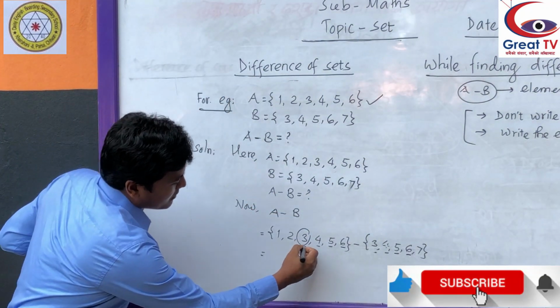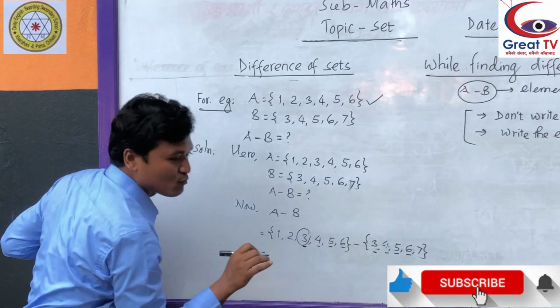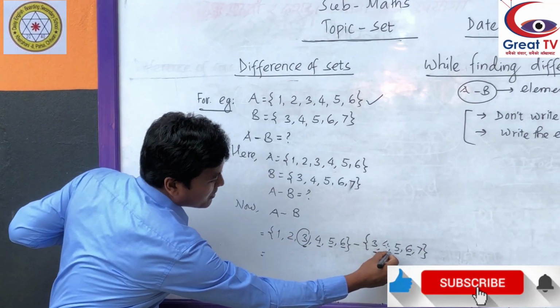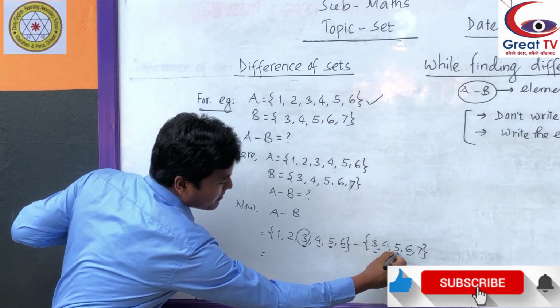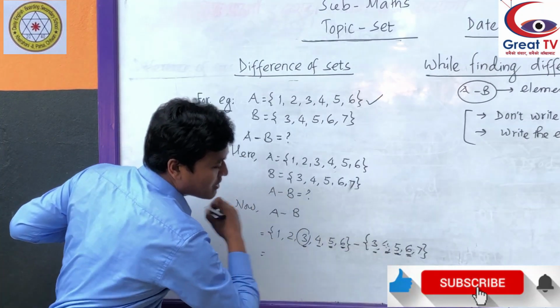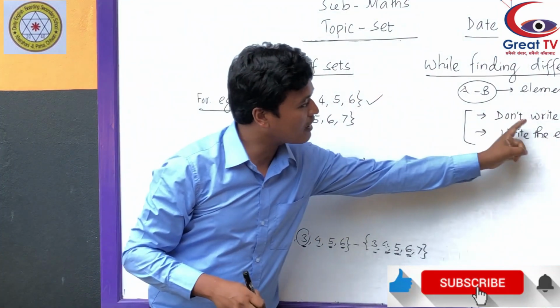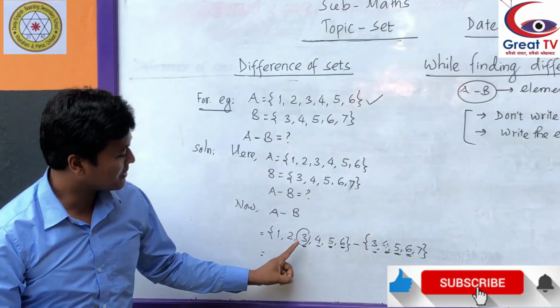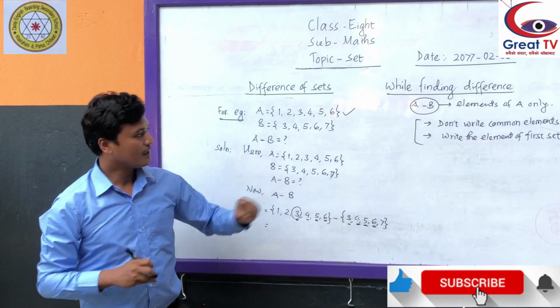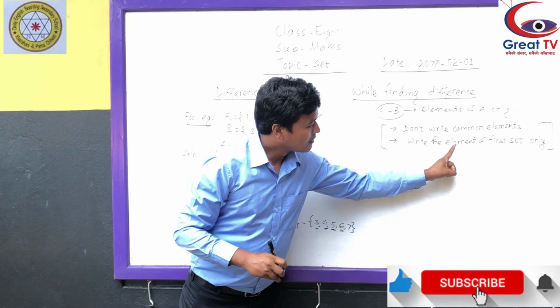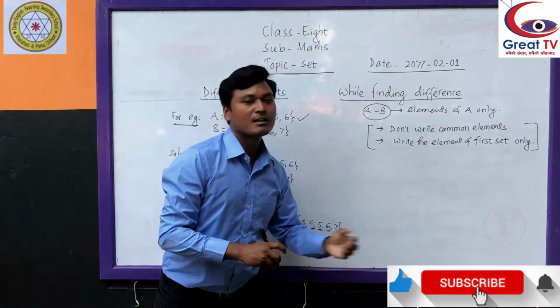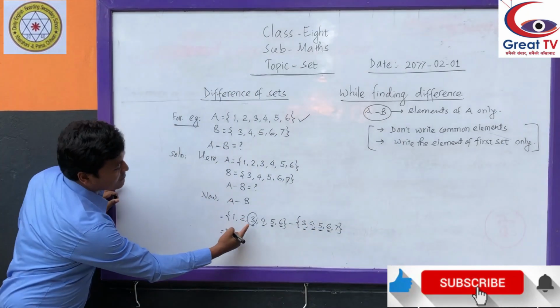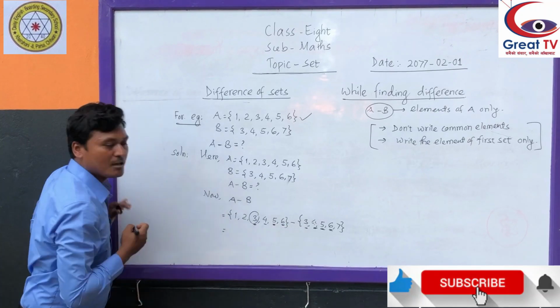So 3 common element we can't write, 4 common element we can't write, 5 common element we can't write, 6 common element we can't write. So don't write common elements. It means don't write 3, 4, 5, 6. And next, write the elements of first set only. I mean the remaining elements of first set only. It is as 3, 4, 5, 6 are the common elements.